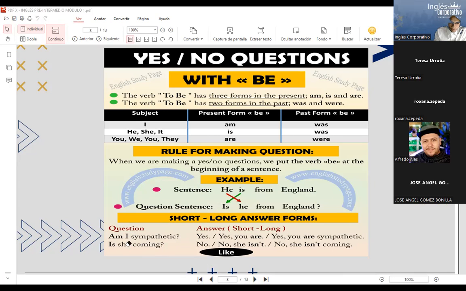Simpático. That's right. Am I sympathetic? Yes, you are. Or no, you aren't.